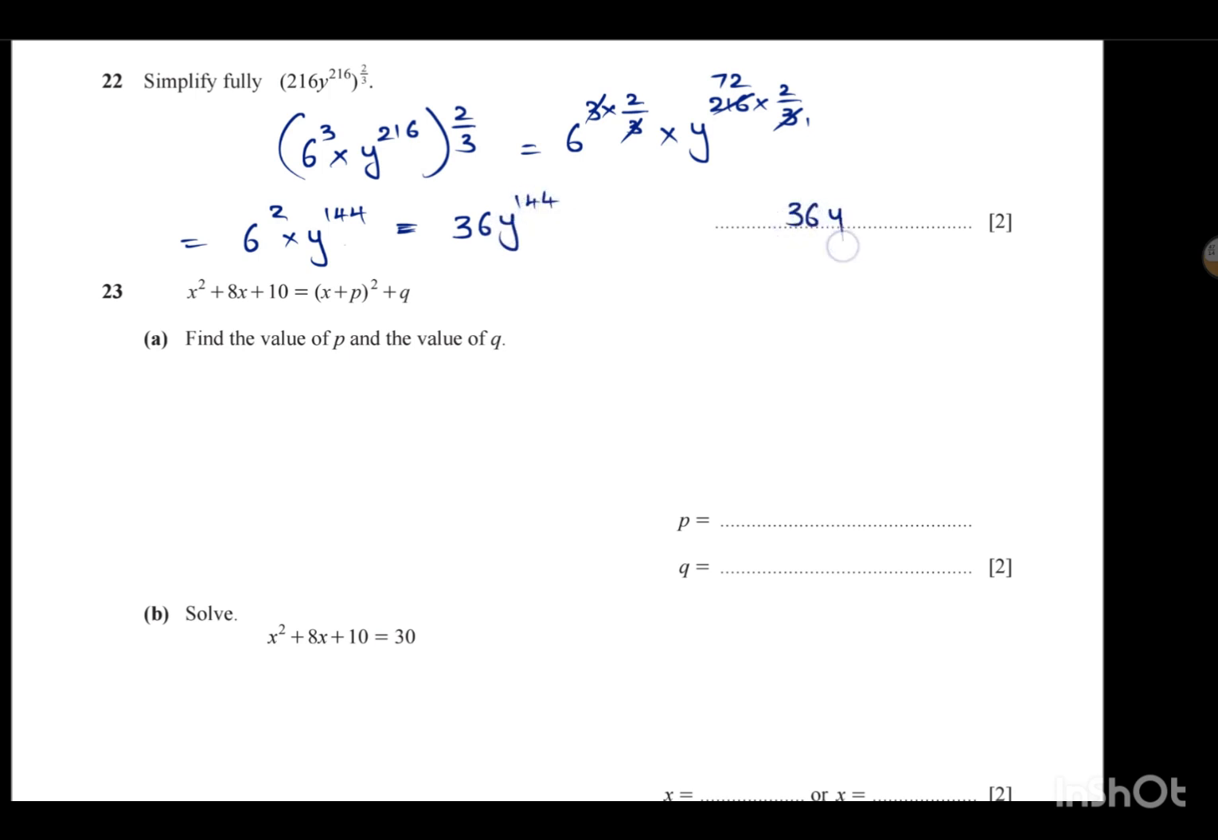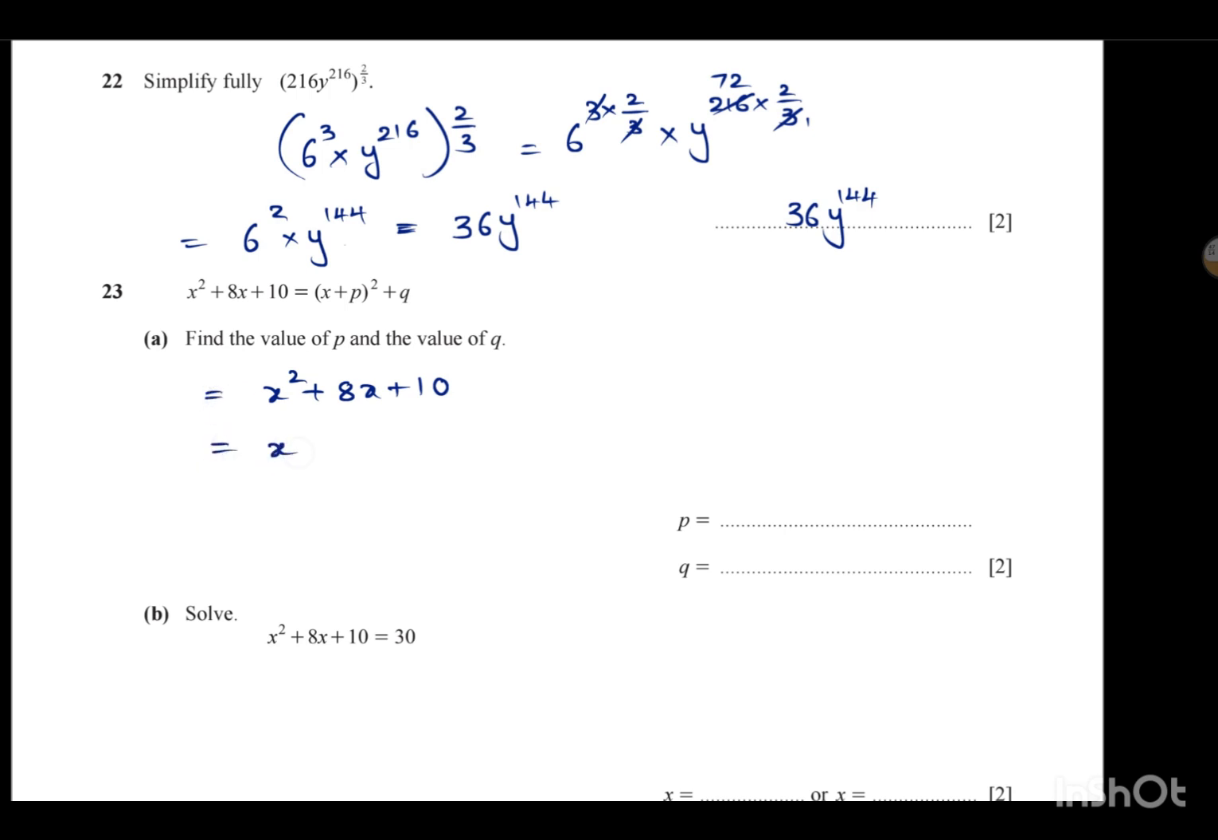Question number 23. x square plus 8x plus 10 is equal to x plus p whole square plus q. Question A, find the value of p and q. Now when you see this, you can understand that it is completing the square of quadratic equations. So we will write this given quadratic equation in such a way that it will be a complete square with a number.